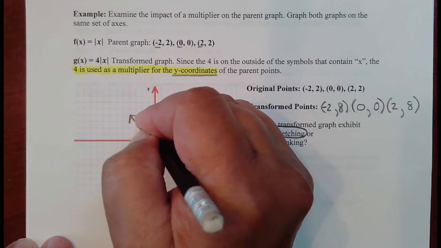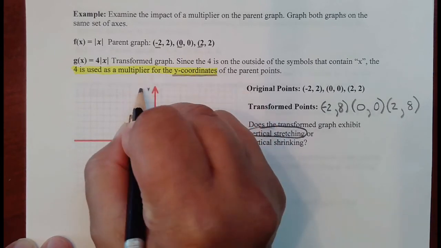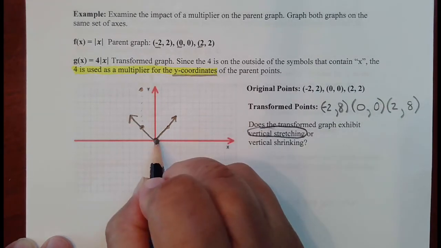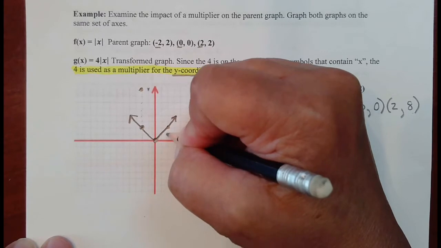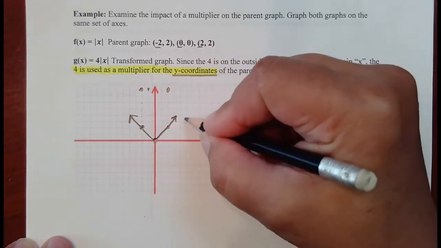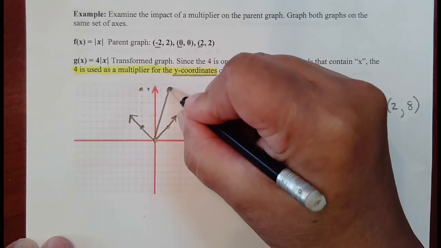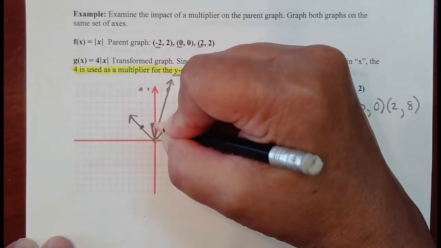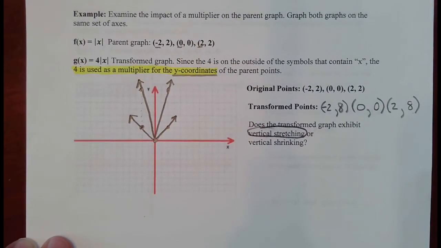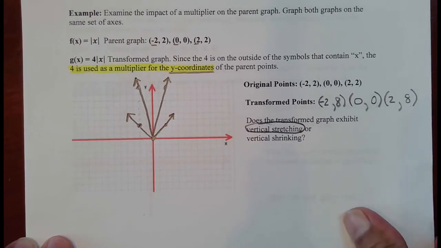And you see that because it's being stretched vertically, it's taking on a much narrower look, which you'll see when I complete the graph. The other points are 0, 0, and 2, 8. These 3 points are connected with the same shape as the original points. Notice that it has taken on a much narrower appearance because it has been vertically stretched upward. And so that is called vertical stretching. That happens whenever the multiplier on the y values is greater than 1. Moving to the next page.